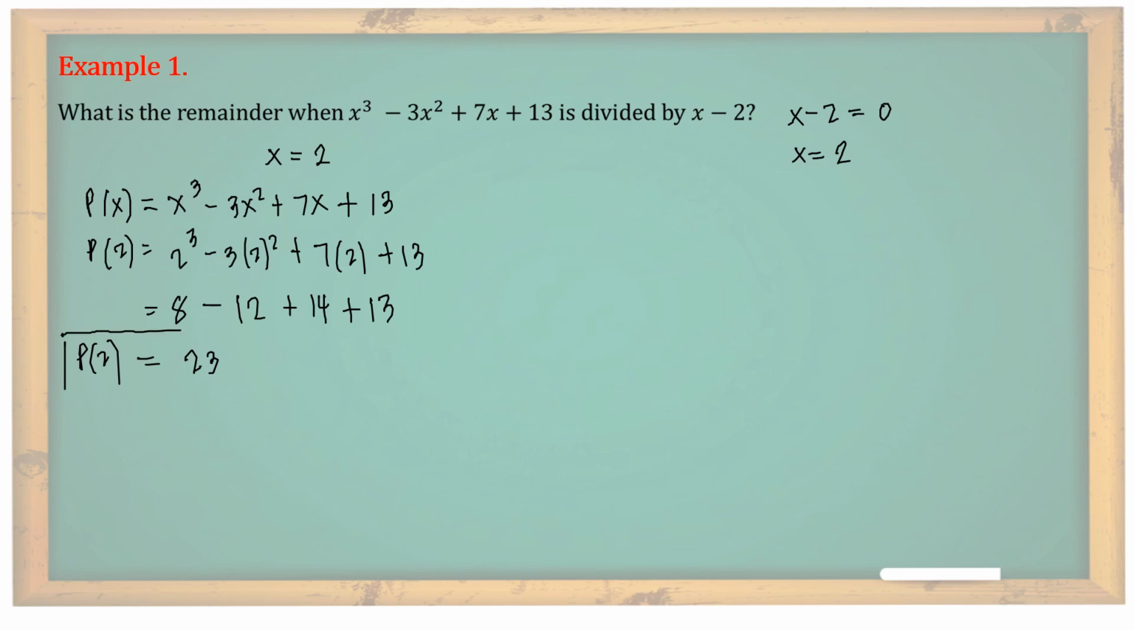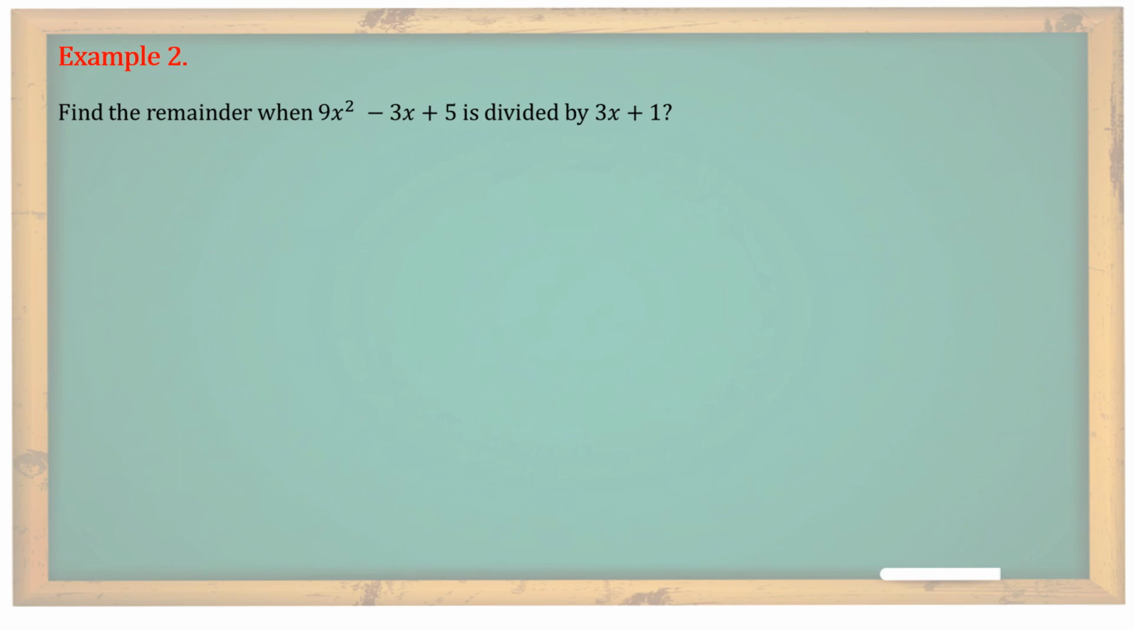So yung ating remainder dito, the remainder is 23. Okay, so the remainder is 23 when x cubed minus 3x squared plus 7x plus 13 is divided by x minus 2. So that is our remainder. So therefore, the remainder is 23. Okay, I hope na gets ninyo yung ating answer dito sa number 1.